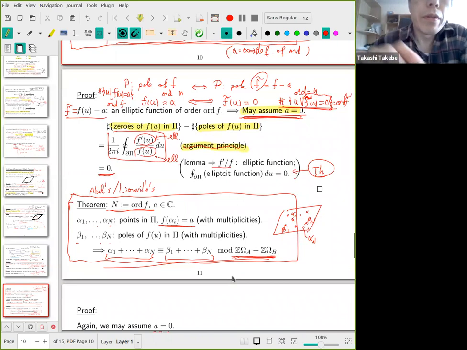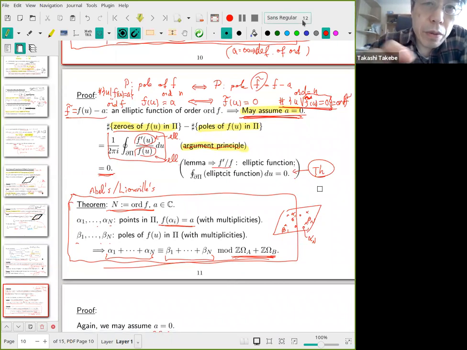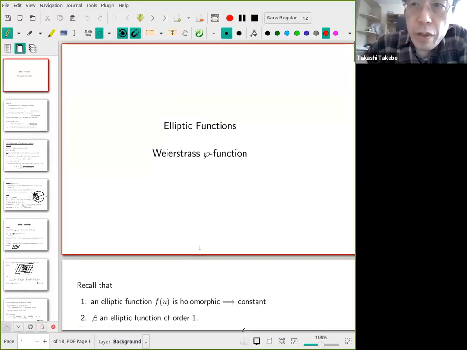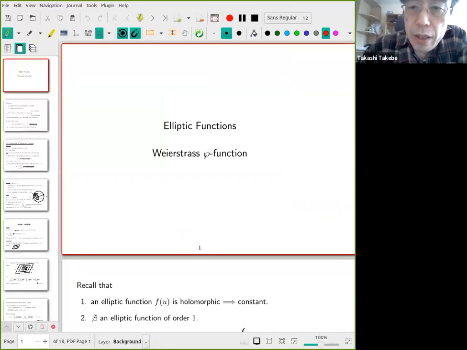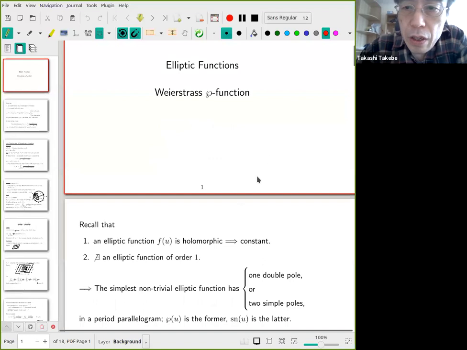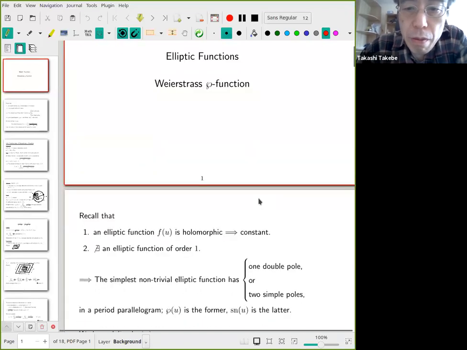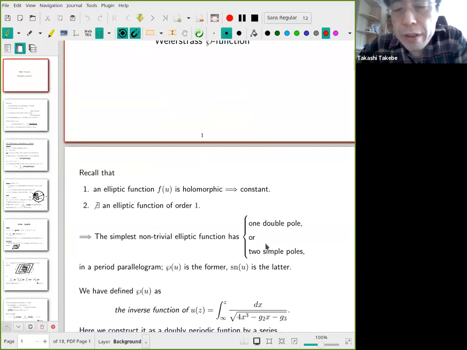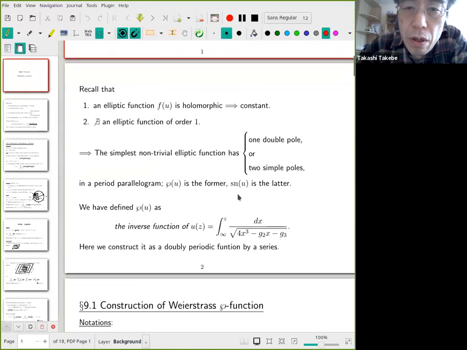So today we are going to define the Weierstrass P function using these properties of elliptic functions.